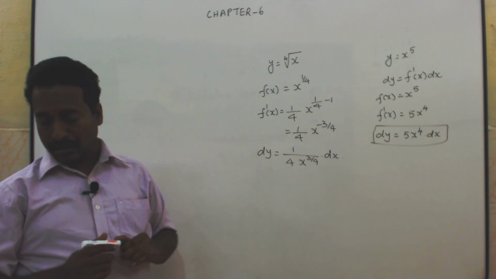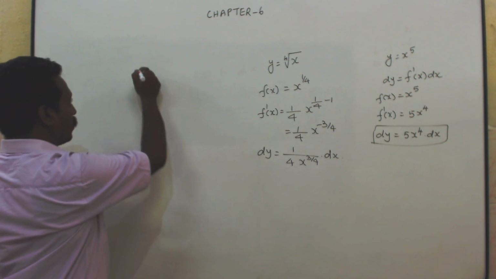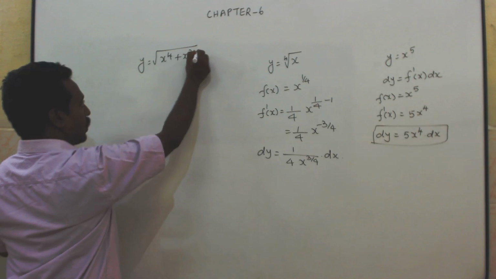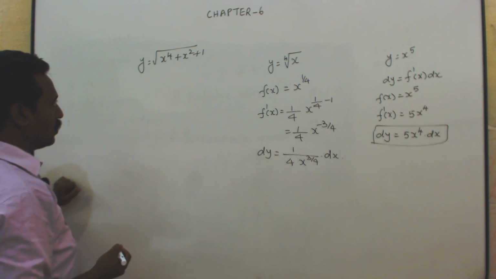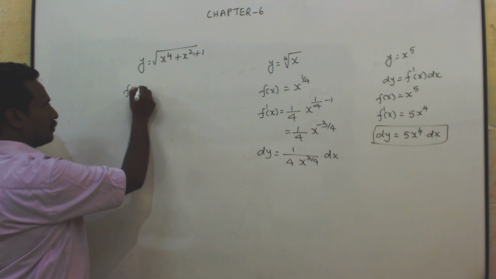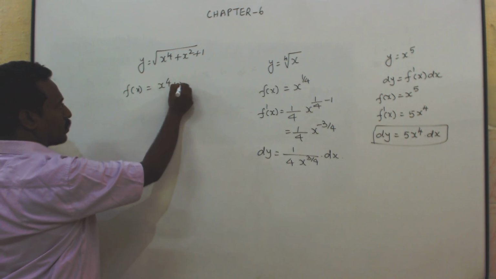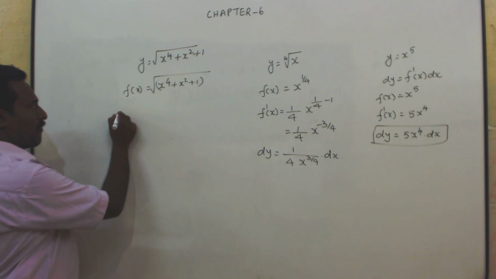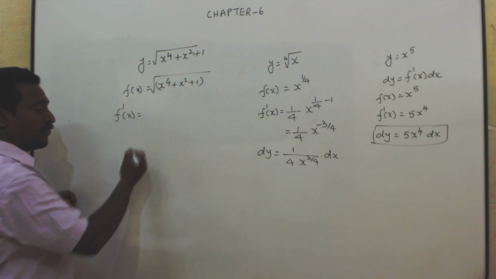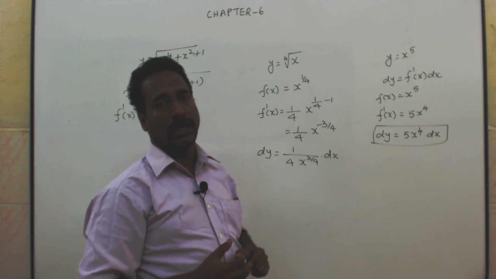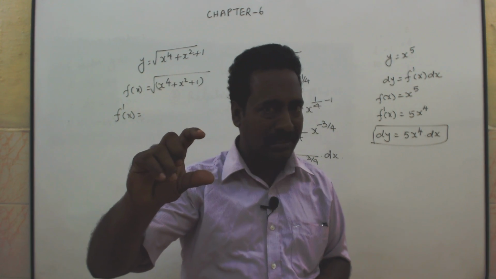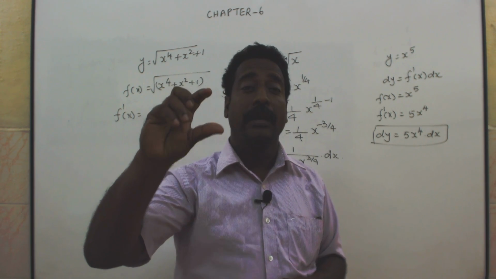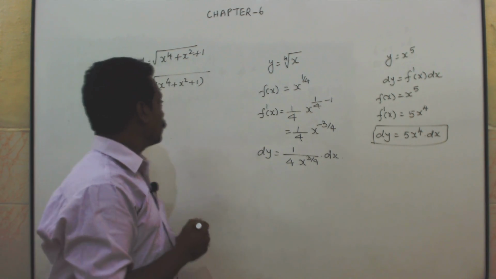Any doubts? The next question, y is equal to root of x power 4 plus x square plus 1. So, f of x is equal to square root of x power 4 plus x square plus 1. f dash of x. Already I gave the formula for square root of x. What is the differentiation formula for root x? Root x differentiation is 1 by 2 root x.